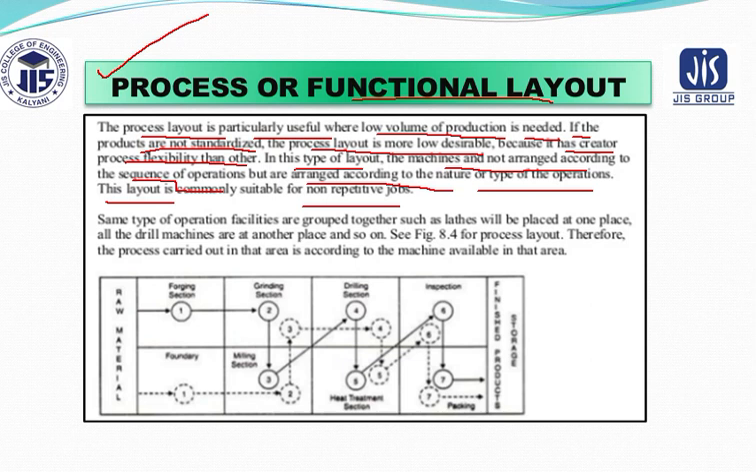Some types of operation facilities are grouped together, such as lathes will be placed at one place, and all the drilling machines in another place. So in this figure, if you see, this is the forging section, this is the grinding section, this is the drilling section, this is your inspection section, this is your milling section, it is the heat treatment section, and this is the punching section. So you can see the sections are different.